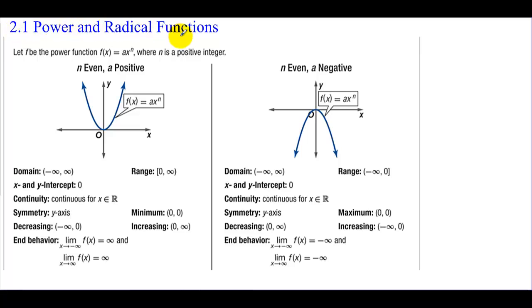Section 2.1 Power and radical functions. Let f be the power function f of x equals ax to the n, where n is a positive integer. In other words, the function that we're looking at is a monomial.